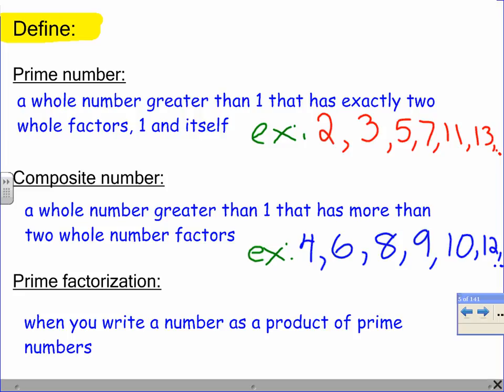Prime factorization. When you write a number as a product of prime numbers. We're going to learn about something called a factor tree at some point today and or tomorrow. So prime factorization, when you write a number as a product of prime numbers. Adam?